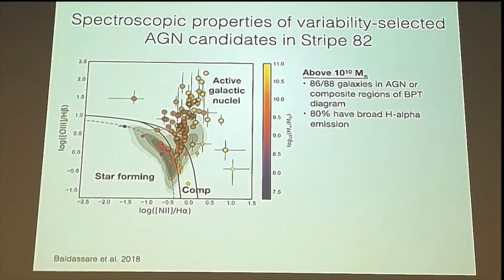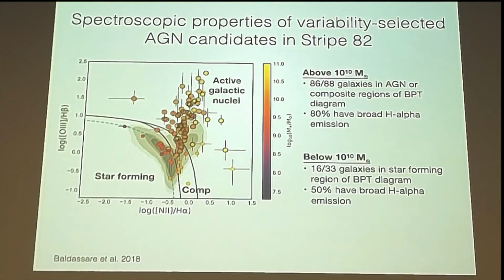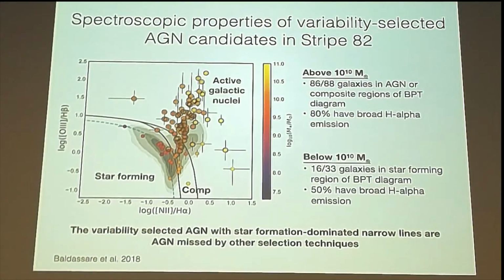So what I found was that for the galaxies with variable AGN in relatively massive galaxies, so above 10^10 solar masses, everything that had AGN-like variability also fell in either the active galactic nucleus or composite region of this BPT diagram. However, for low-mass galaxies, the majority of them actually fall in the star-forming region of the BPT diagram. So these are things that have AGN-like variability, but fall in this star-forming region of this diagram, suggesting that these are AGN that would have been missed by this selection technique.